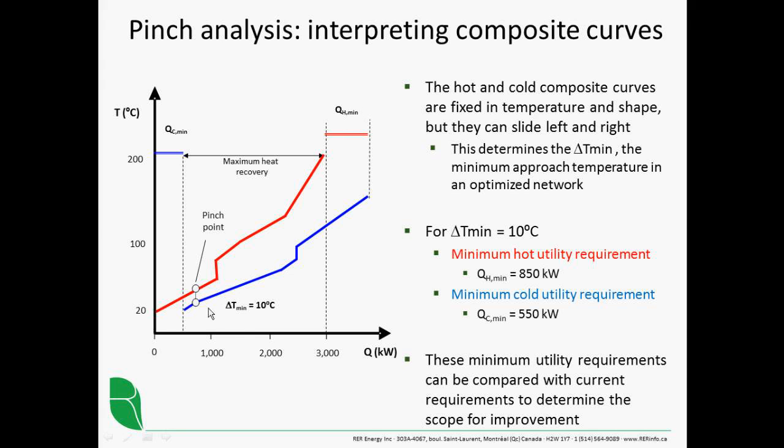So for this particular industry that these are taken from, I'm not sure what this process is from, there is a delta T min, that is a minimum approach temperature at the critical heat exchanger where these composite curves are at their closest point. That's called the pinch point. We could read off the minimum hot utility requirement is 850 kilowatts, and the minimum cold utility requirement is 550 kilowatts. And we can compare those with our current utility requirements, and that is then the scope for improvement. So that's interpretation of the composite curves.